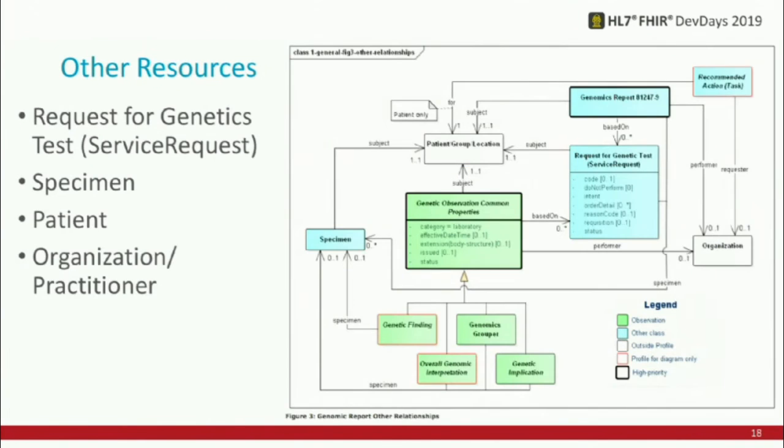Okay, and then on the next one, which shows you the other resources that are involved in genetic reporting. So it's unfortunately not all observation and service request or diagnostic report. There is a service request, there's a specimen that's involved, there's a patient, there's the recommended action, like I mentioned there, this organization or practitioner over there. And this diagram is actually going to simplify a little bit before it goes into publication. There's an open tracker or two to resolve some of this stuff that's special cases that will make it a bit more simple.